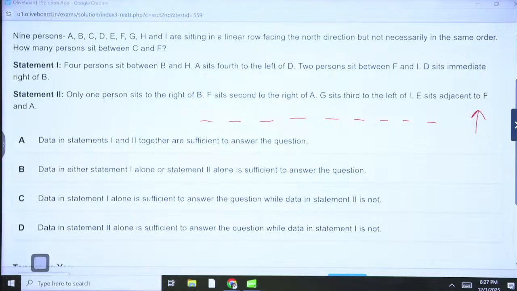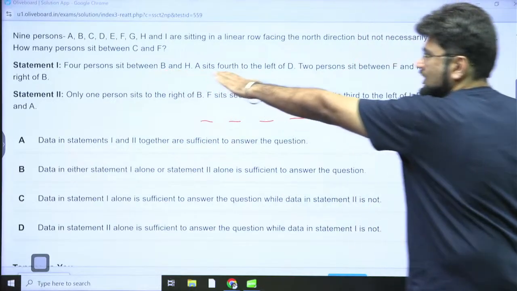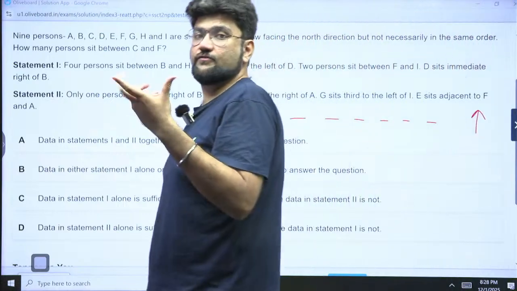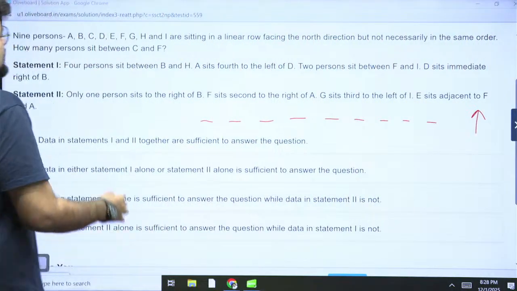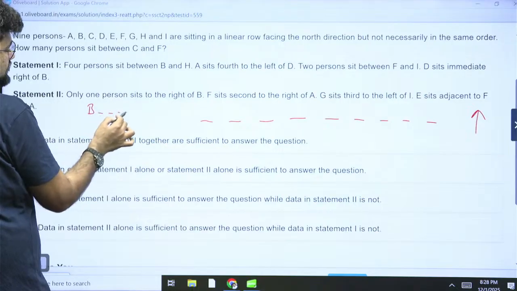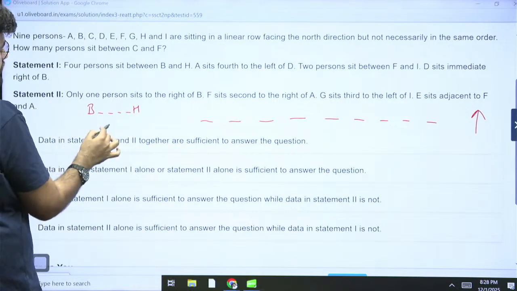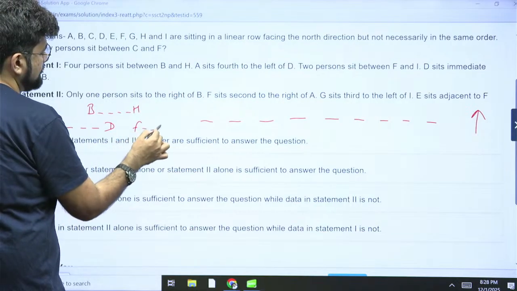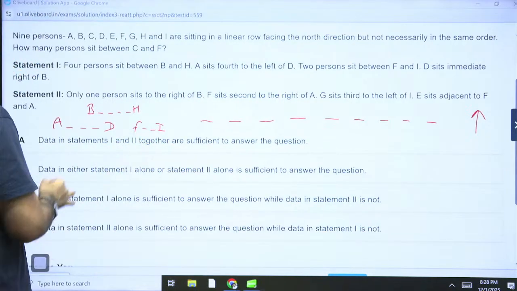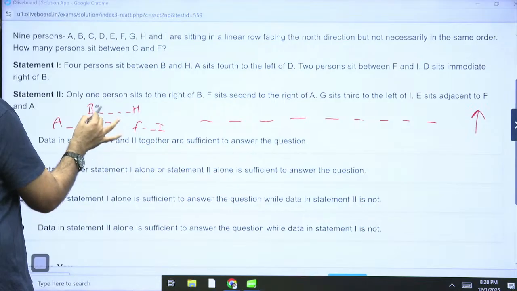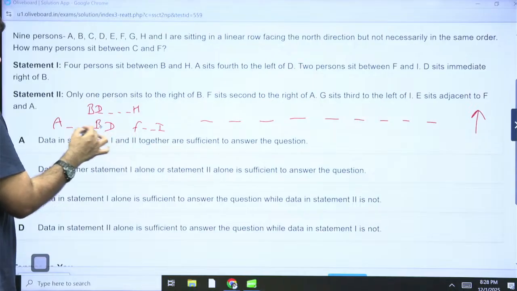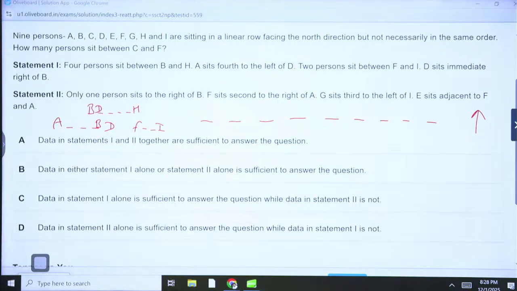If you read clearly, you will not get any mention of C here. Okay. Despite that, you would want to try. You would feel that what if there is only one position left which is for C? Okay. 4 persons sit between B and H. A sits 4 to the left of D. 2 persons between F and I. D sits immediately right of B. Okay, you can have this or you can have this. Now in this case, if you see there is no mention of C, neither can you place C anywhere.